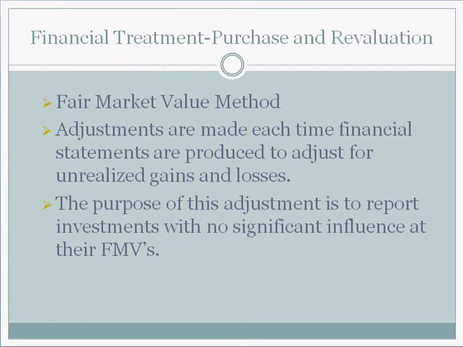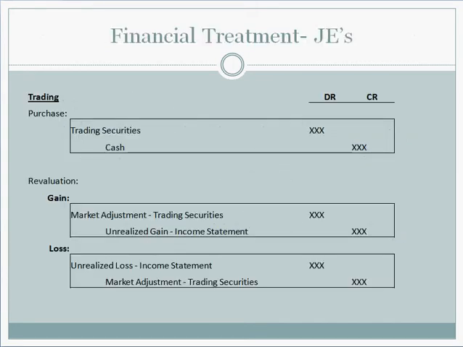First off, let us begin with the financial treatment using the fair market value method. Adjustments are made each time financial statements are produced to adjust for unrealized gains and losses. The purpose of this adjustment is to report investments with no significant influence at their fair market values. The journal entries would be as follows.